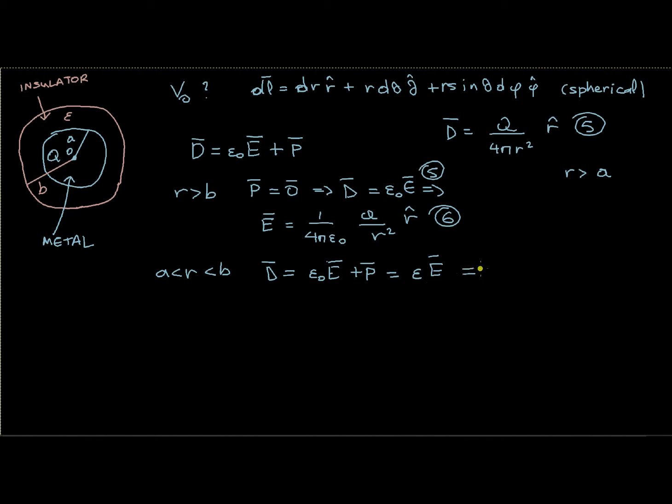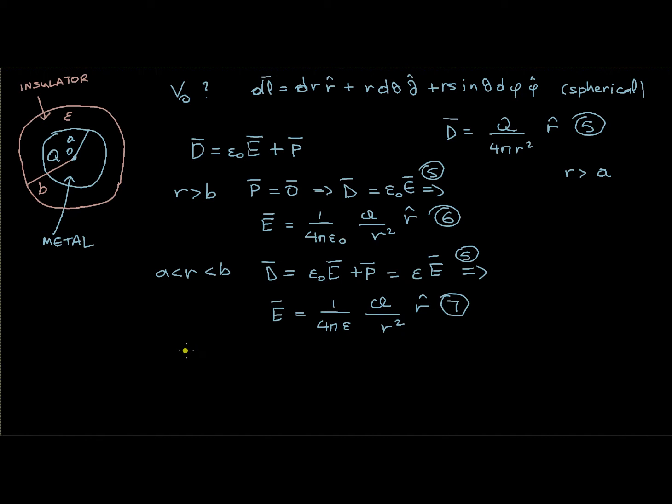Now if I use the result from equation 5, I get that the electric field when r is between a and b is 1 over 4 pi, not epsilon naught, but just epsilon, the dielectric constant, q over r squared times r hat, and I'm going to call that equation 7. So I have found, for r greater than b, I found everything. For inside the insulator, I also found the electric field.